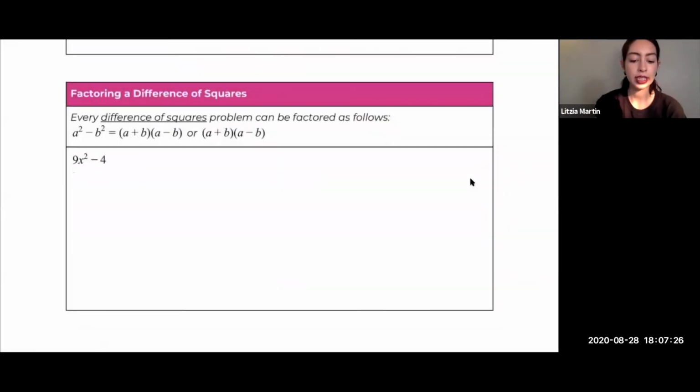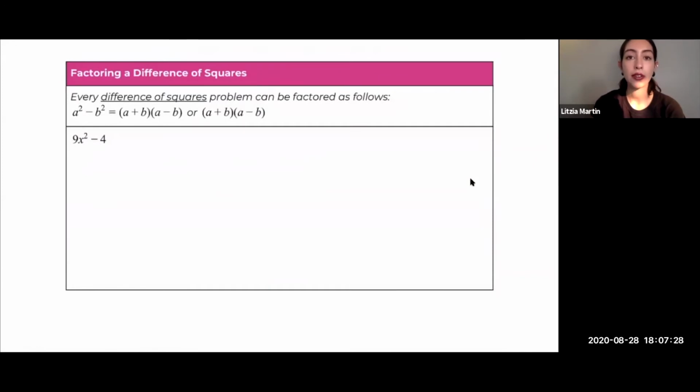For our next example, we're going to look at factoring using the difference of squares. So in order to do this, we will follow the pattern a squared minus b squared is equal to a plus b times a minus b. Oops, that's a typo. It should be a minus b times a plus b. So basically the order can switch.